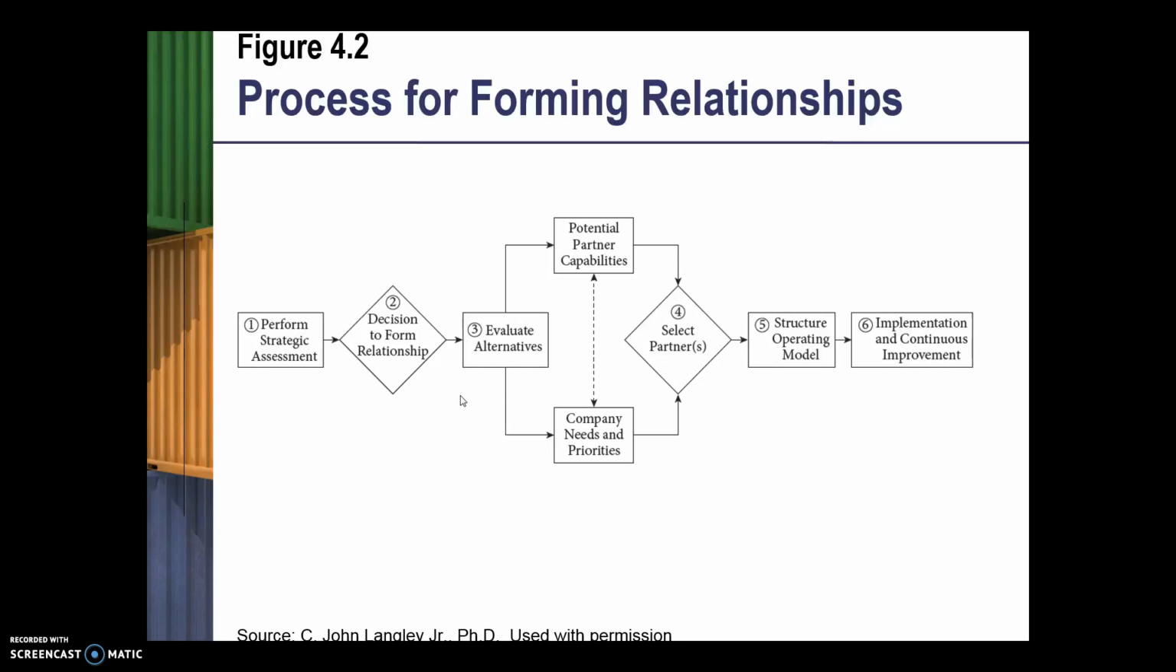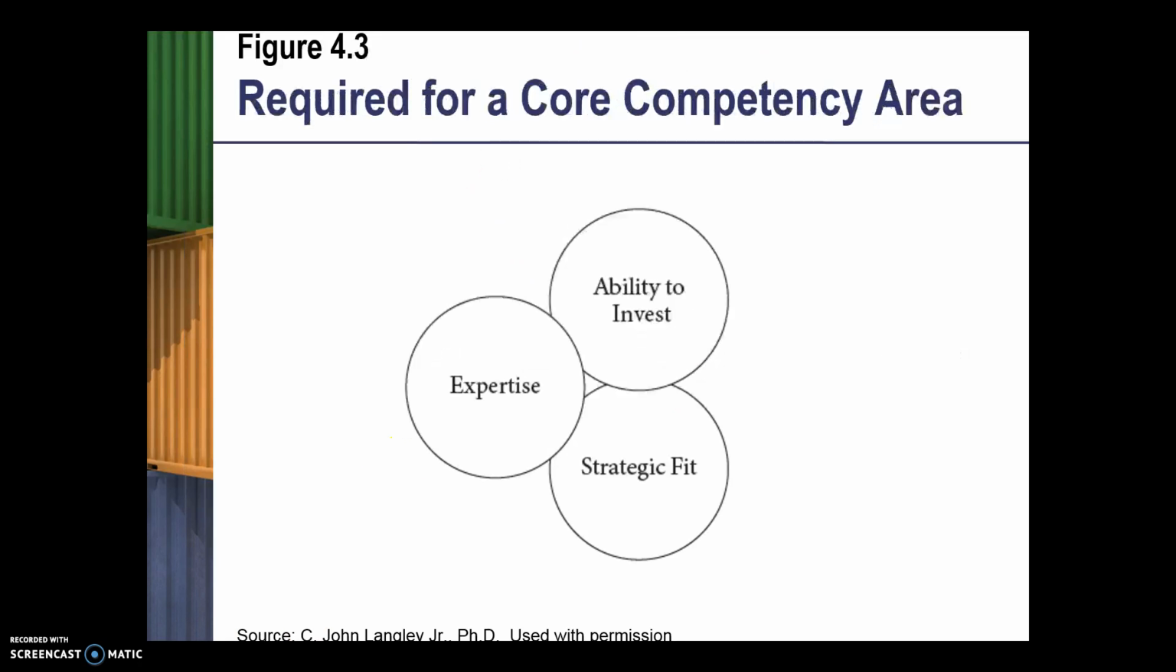This next screen just shows you again the steps that outline a process model for forming and sustaining supply chain relationships. This is also in your textbook. And then we look at this next figure, and it is for a core competency area. So there's 3 different types. When we look at the core competency areas for these companies, we see their expertise, their ability to invest, and strategic fit. It doesn't have to have a lot of explanation, but you can see again how it's very important that those suppliers meet those relationships, have those core competencies.